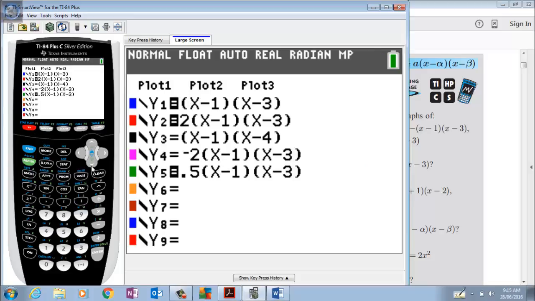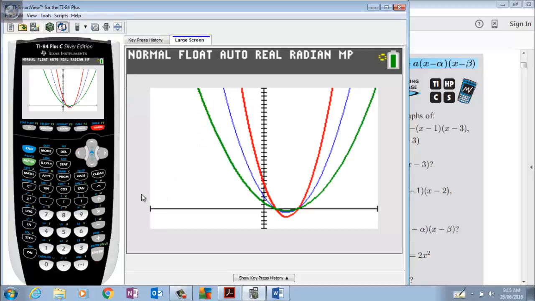Oh, I'll go back again, highlight that, bold that equals, and see what that looks like, and it comes upside down there. It's that pink one. Once again it goes through 1 and 3.